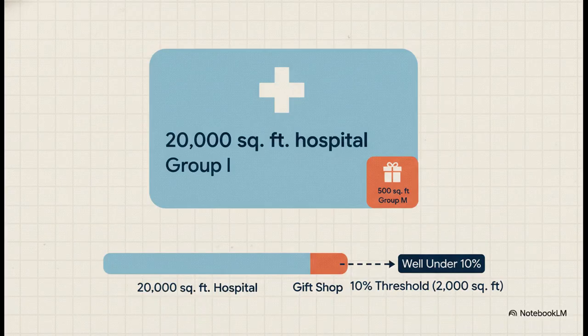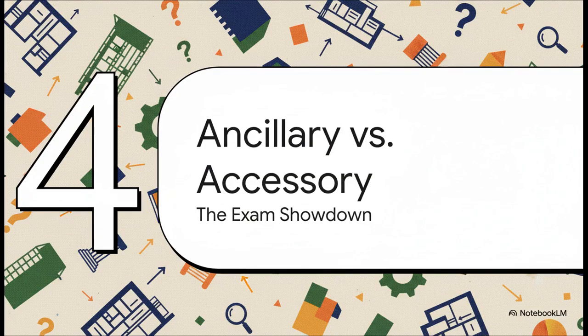Here's a perfect exam-style example. A hospital is mainly an institutional Group I occupancy, but a gift shop inside it, that's a mercantile, or a Group M use. See? Different occupancy groups. So if the whole floor is 20,000 square feet, the 10% limit is 2,000 square feet. Since our little 500 square foot gift shop is way under that limit, boom, it qualifies as an accessory occupancy. It's really that straightforward.